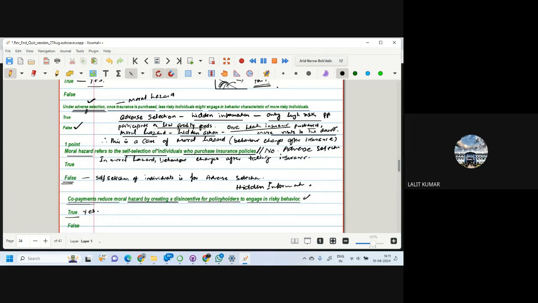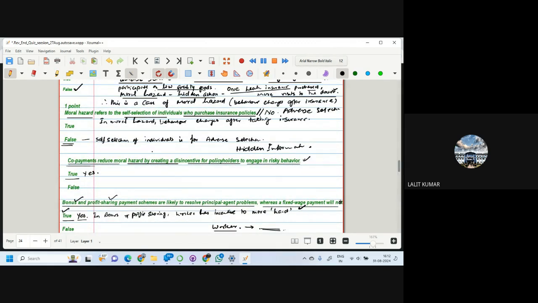Under adverse selection, once insurance is purchased, less risky individuals might engage in behavior characteristic of more risky individuals. So this is false. It is not adverse selection. This is a case of moral hazard. Adverse selection happens when there is hidden information, for example, only high risk people participate and low quality goods are there. Moral hazard refers to self-selection of individuals who purchase insurance policies. This is a case of adverse selection, not moral hazard.